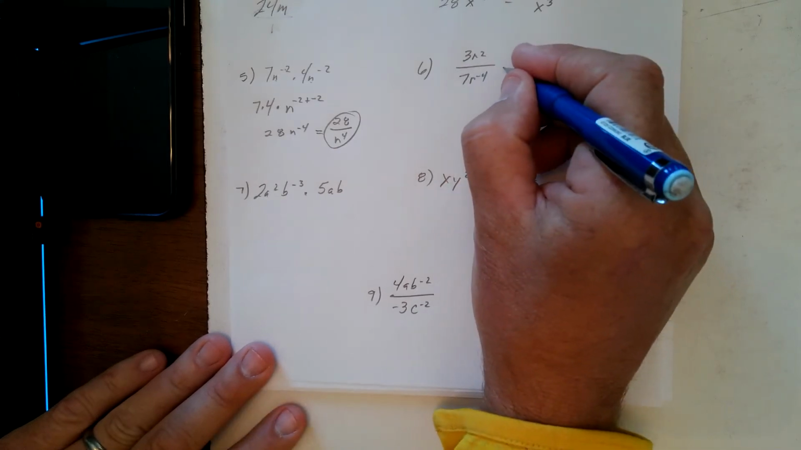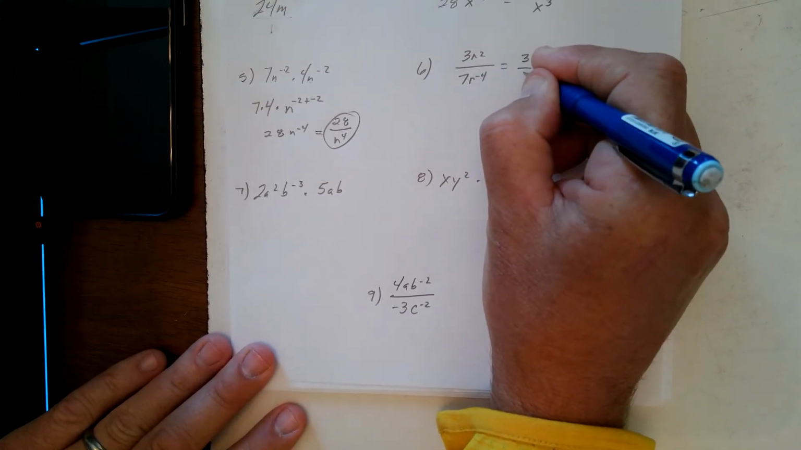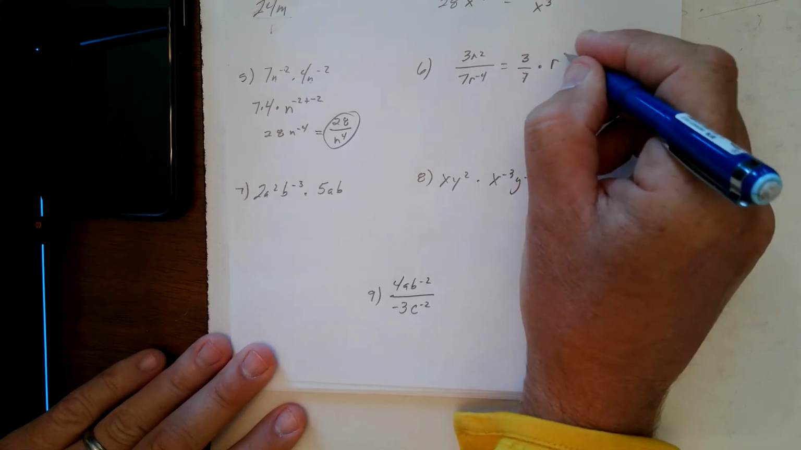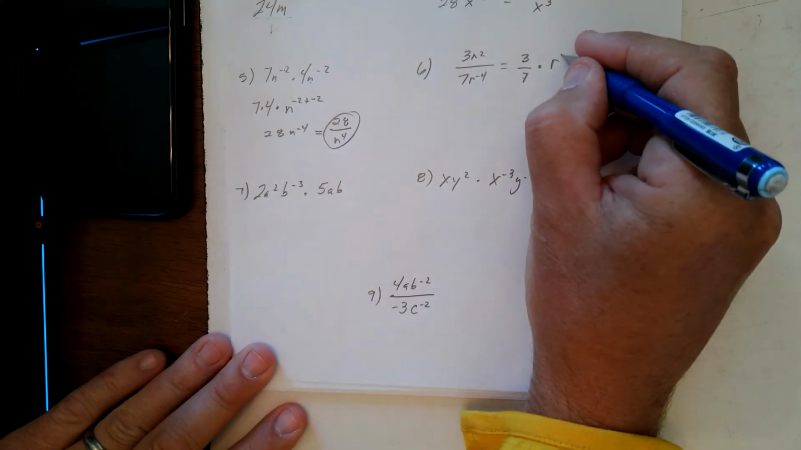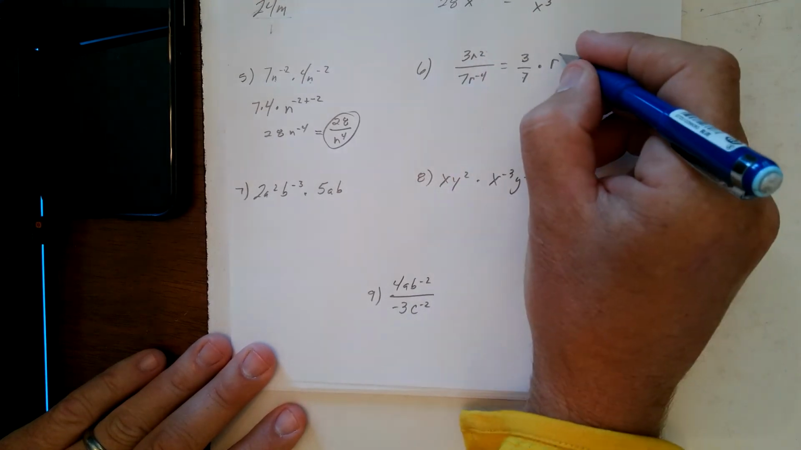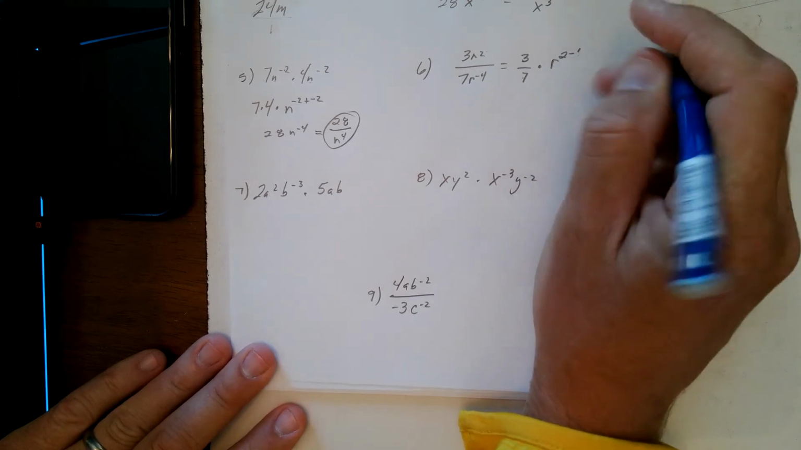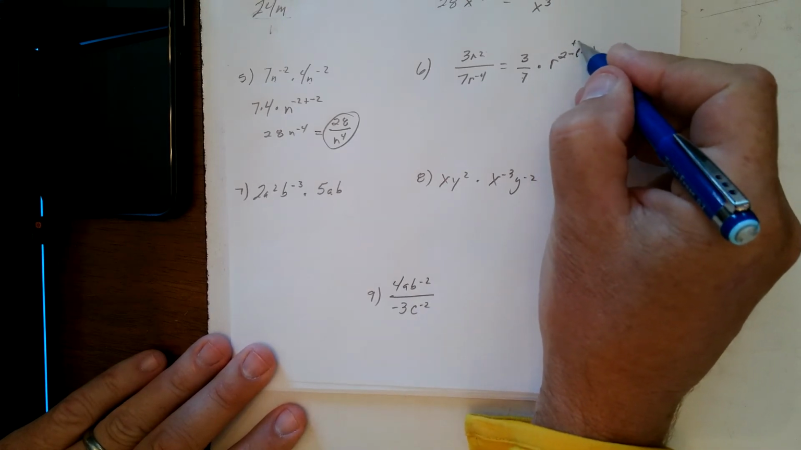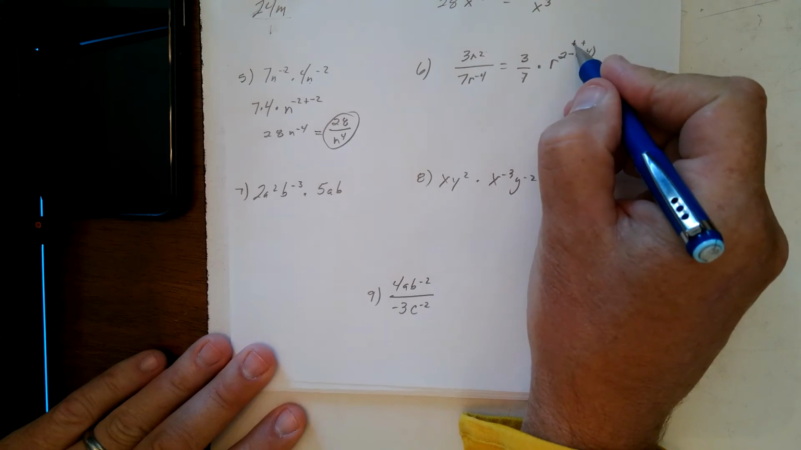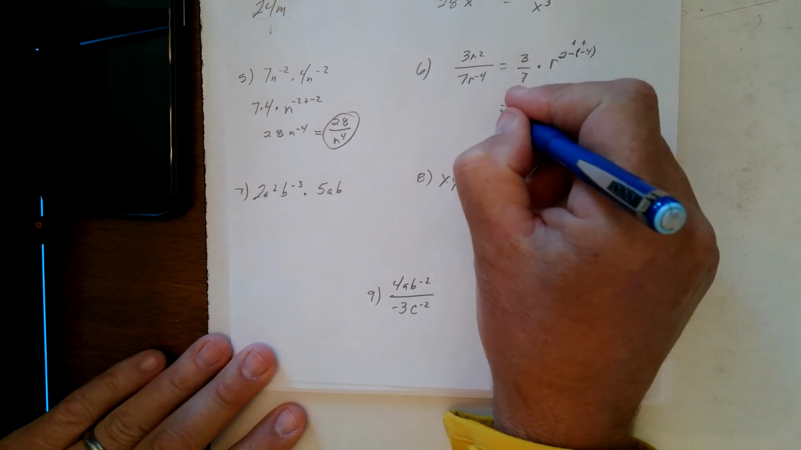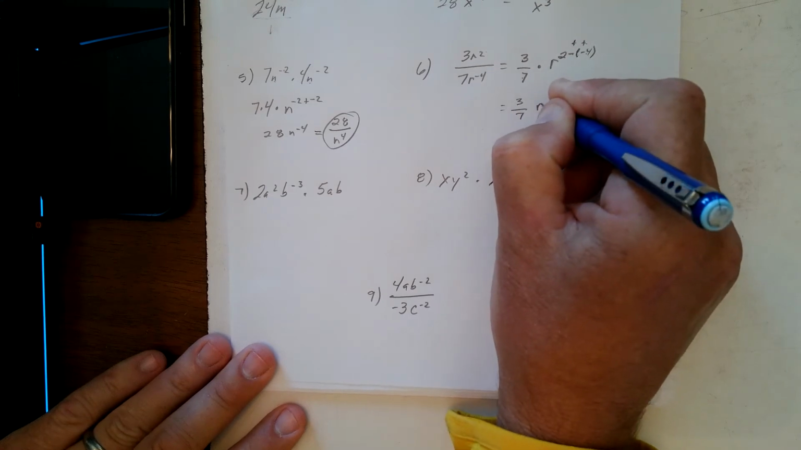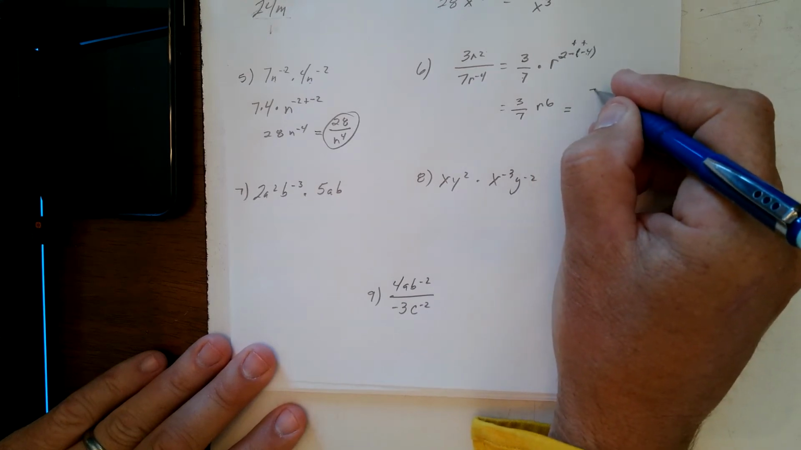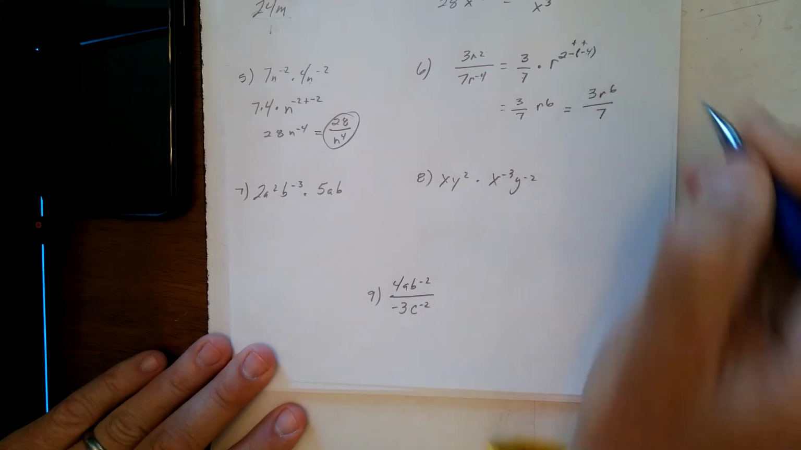Number 6 is 3 divided by 7. We can't simplify that anymore, but I can multiply that by r to the difference of the numerator and denominator exponents, 2 minus a negative 4. Well, we know subtracting a negative is the same as adding the opposite, so it should be 2 plus positive 4, which gives me 3/7 r to the 6. I can leave it that way, but I do like simplifying it to r to the 6 over 7.